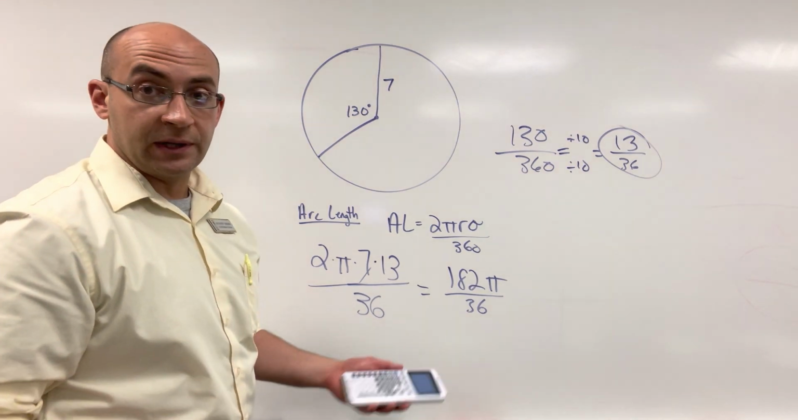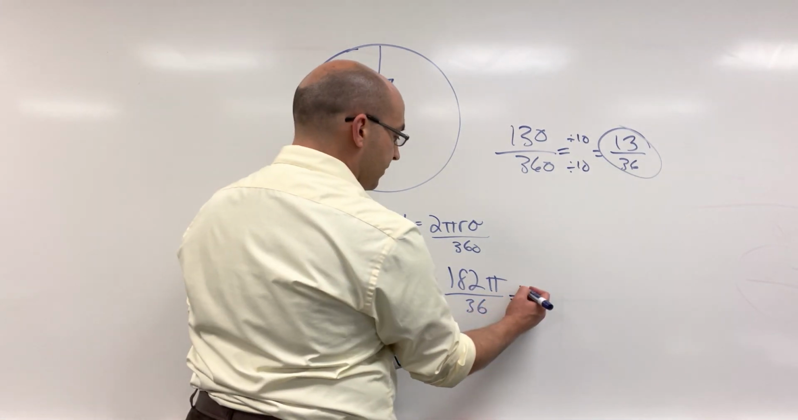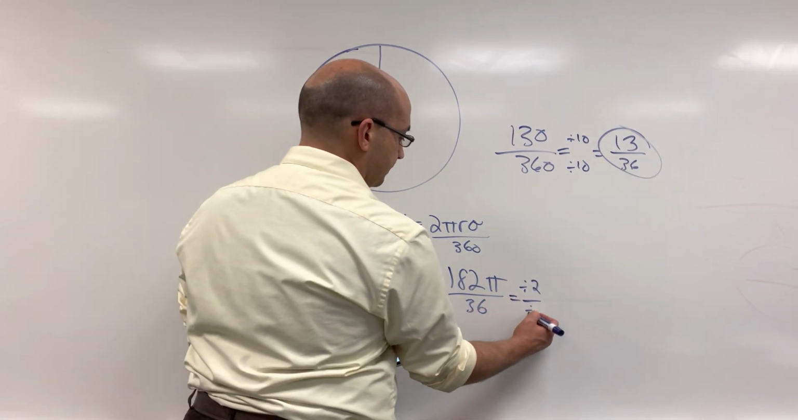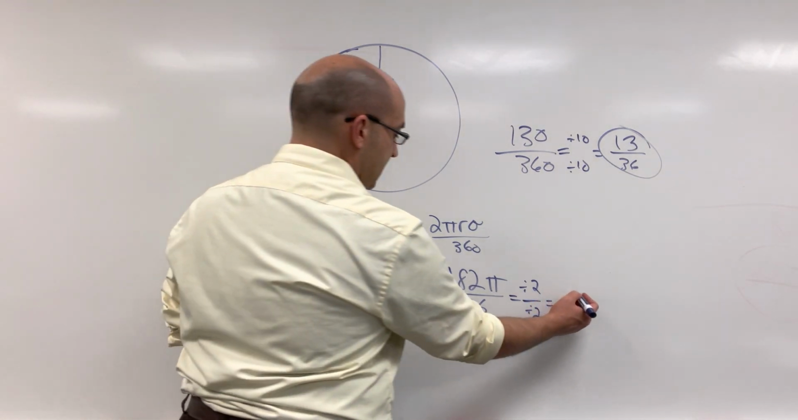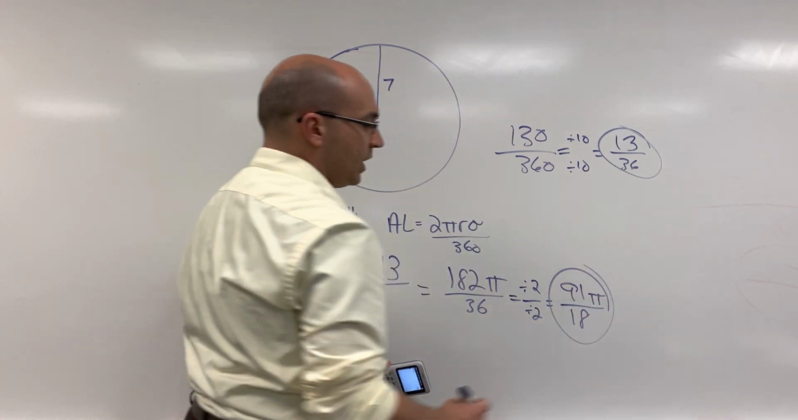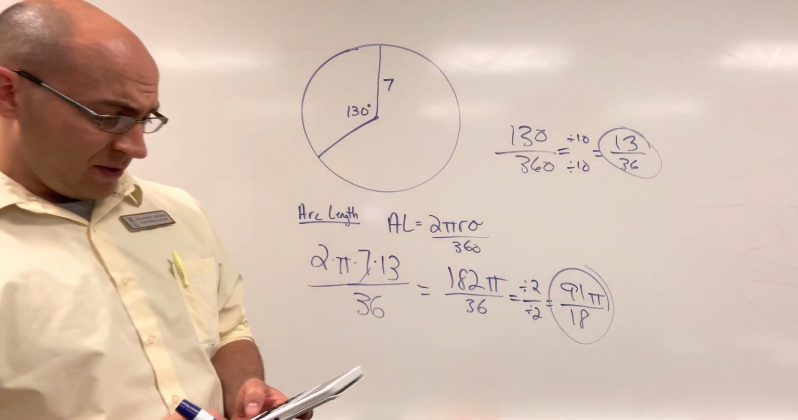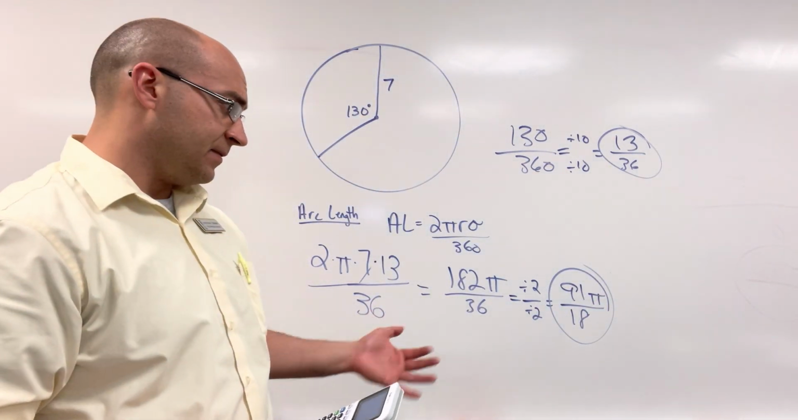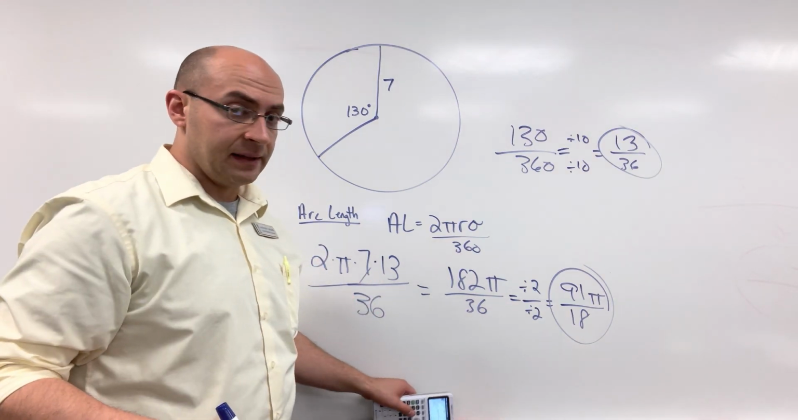I know that they both have a 2 in common because they're both even. So let's divide by 2 on top and bottom, which will give me 91 over 18. So 91 pi over 18. I don't think they're divisible by 3, they're not divisible by 4, 5, or 2. That's going to be our final answer.